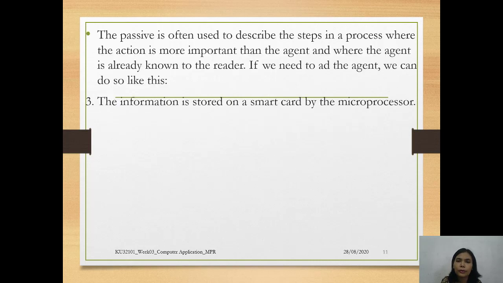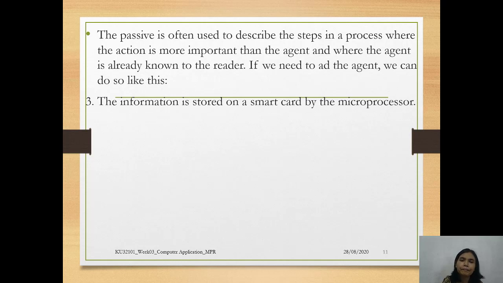Now, the passive voice is also often used to describe the steps in a process where the action is more important than the agent, and the agent is already known to the reader. If you want to add the agent, we can also say: the information is stored on a smart card by the processor. So there are two reasons why people use passive. Either they want to focus more on the action, or they just don't want to mention the agent or the doer anymore because it's already known by the reader.